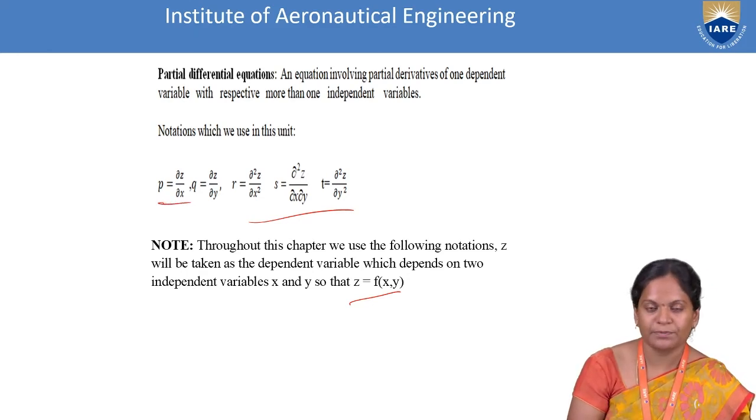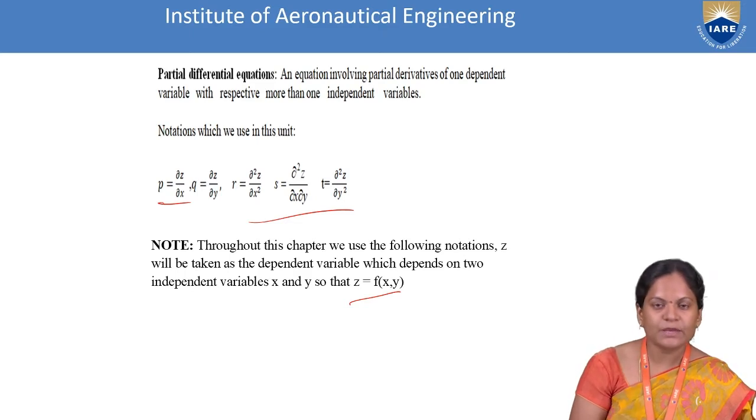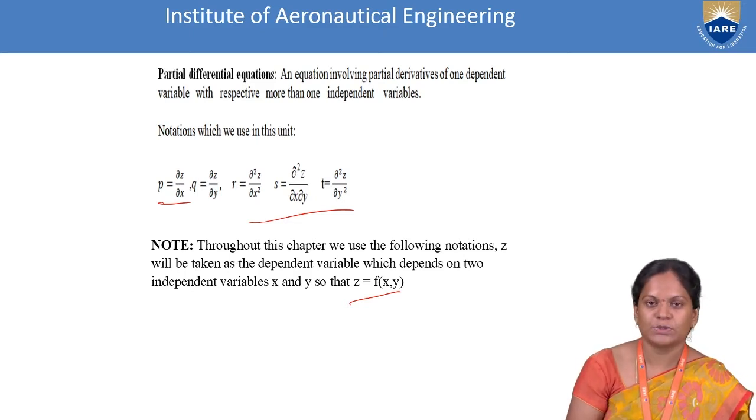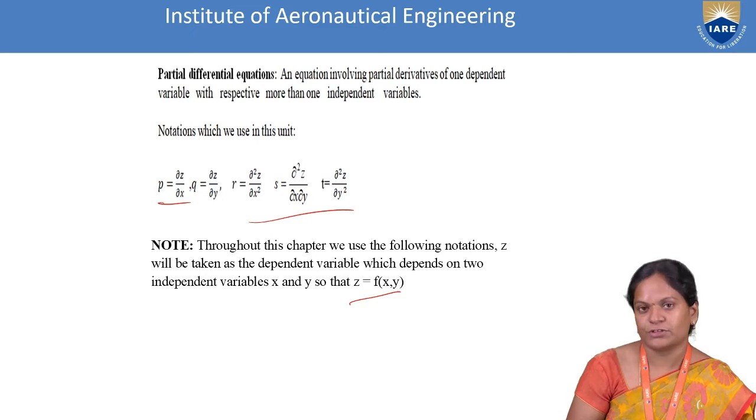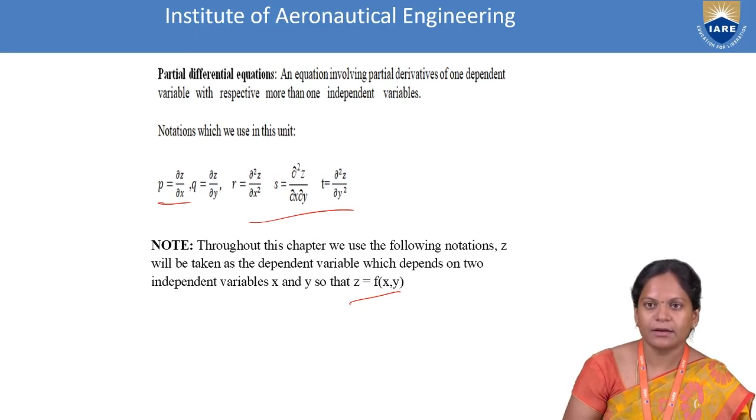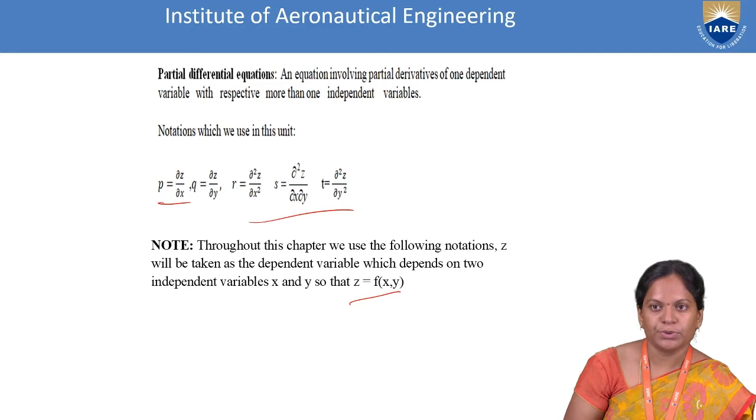P equal to ∂z/∂x. Q equal to ∂z/∂y. And R equal to ∂²z/∂x². And S equal to ∂²z/∂x∂y. And T equal to ∂²z/∂y². These are the standard notations everyone should understand and remember. P and Q are first order, R, S, T are second order derivatives.